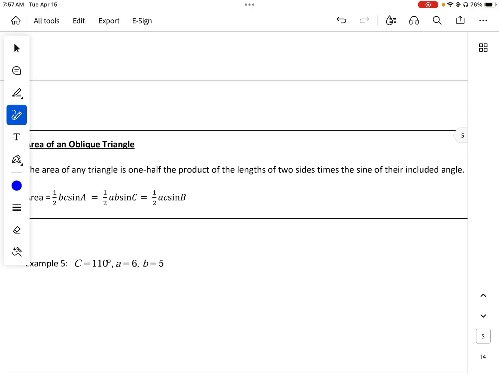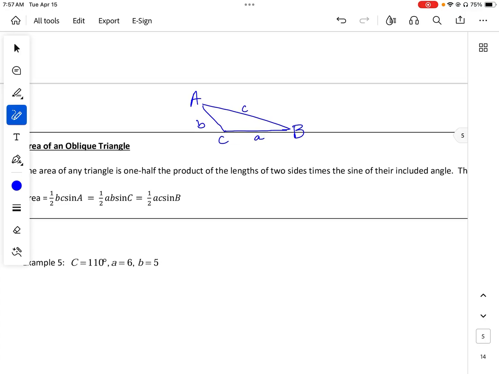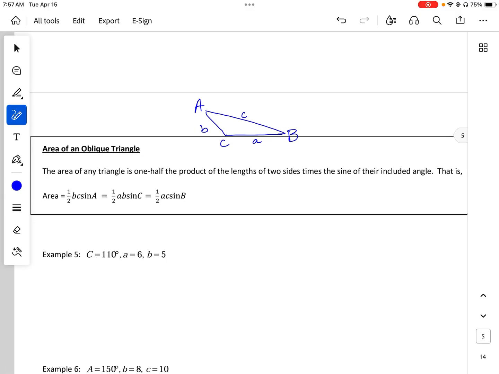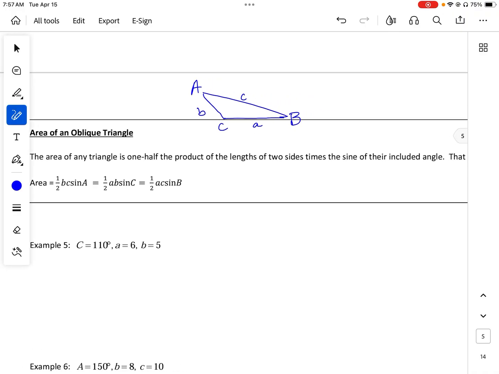Okay, let's do the last section, which is area of an oblique triangle. So oblique, think about obtuse, right? When one of the angles is greater than 90. Okay, so this tells us that we can find the area of any triangle by doing half the product of the lengths of two sides times the sine of their included angle.